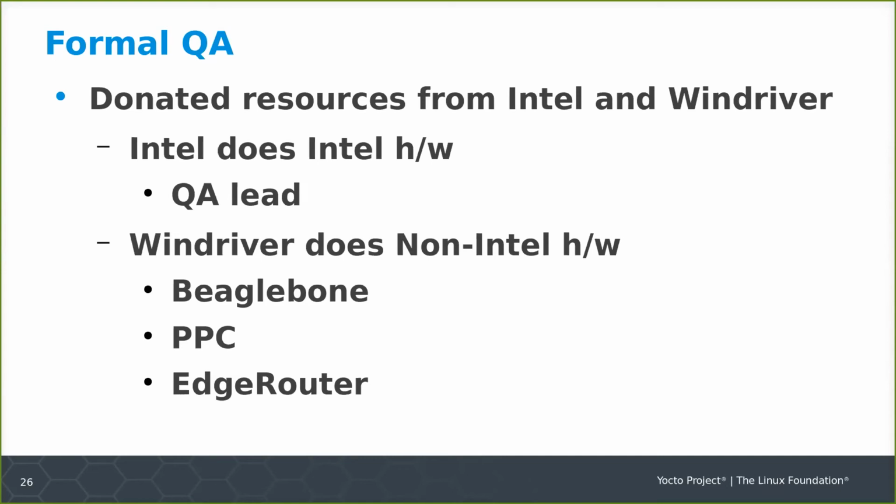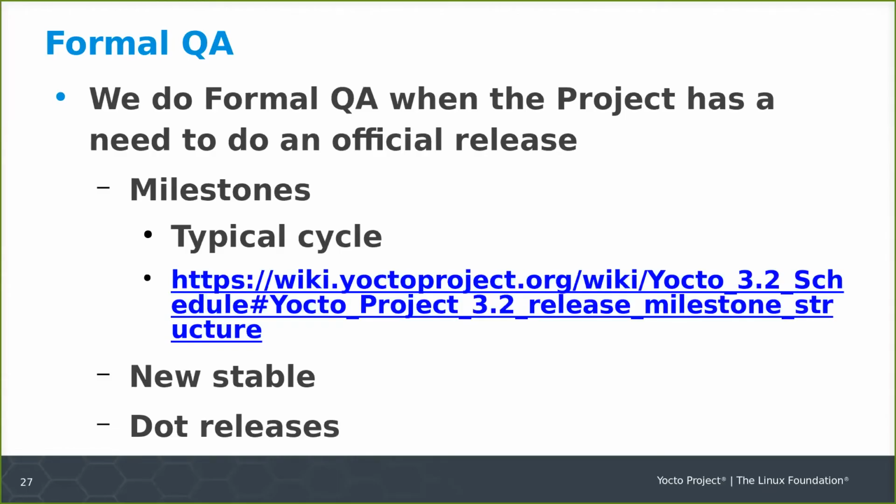So I'd like to thank Intel and Wind River QA teams for all their work. We do formal QA when the project has a need for an official release. And official releases tend to be the milestones that we have during a development cycle. I provided a link, if anybody's interested in seeing what one might look like as far as capturing what the milestones look like. So we've done that during the 3.2 phase.